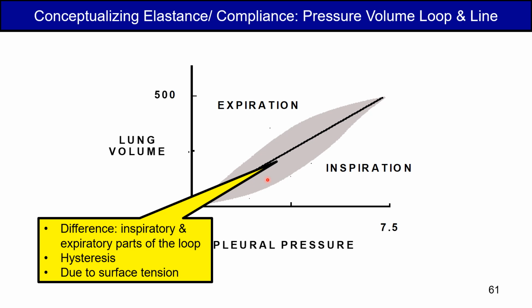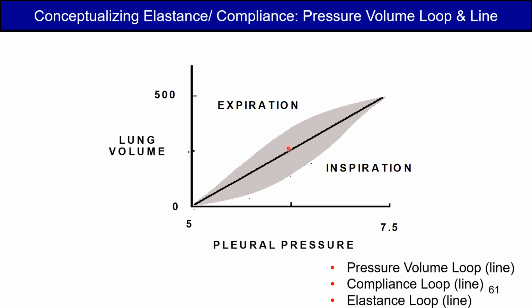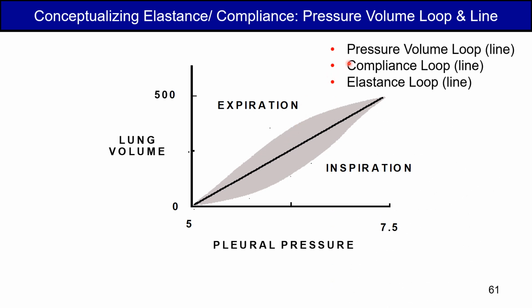Now, the difference between the inspiratory part of the loop and the expiratory part of the loop is known as your hysteresis. And this is due to the surface tension. Now, this is known as your pressure volume loop or line. And depending on what mechanical property of the lungs you're talking about, it may be known as your compliance loop or line or the elastance loop or line.